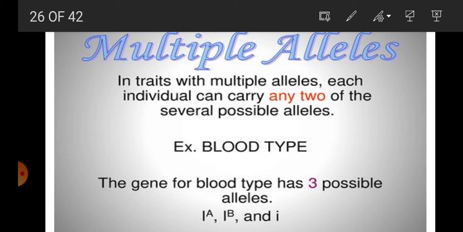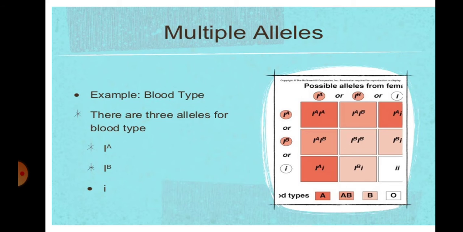In a trait with multiple alleles, each individual can carry any two of the several possible alleles. Example, blood type. There are three allelic forms of blood type: IA, IB, and i. A set of multiple alleles may contain 3 or 4 or even up to 20 or more members, which essentially occupy the same locus in the homologous chromosomes.